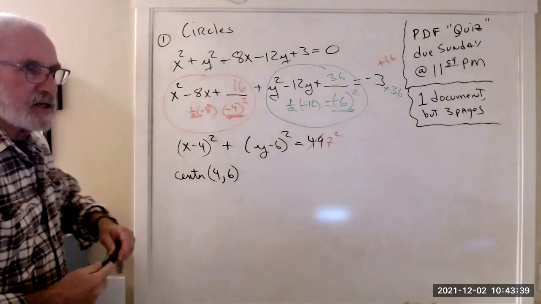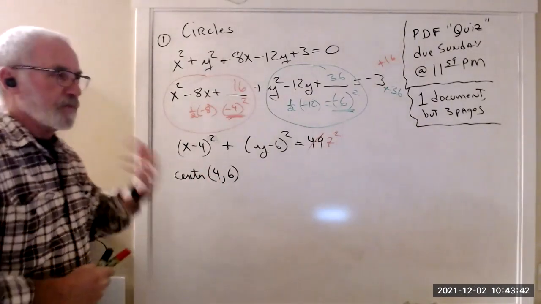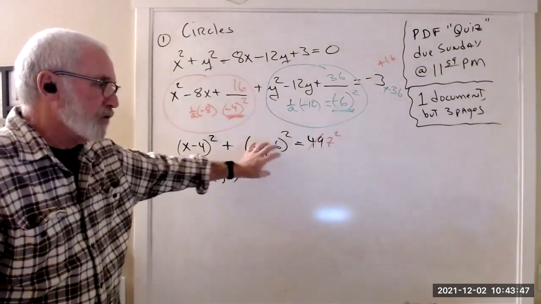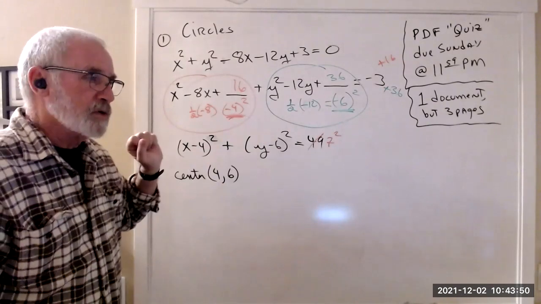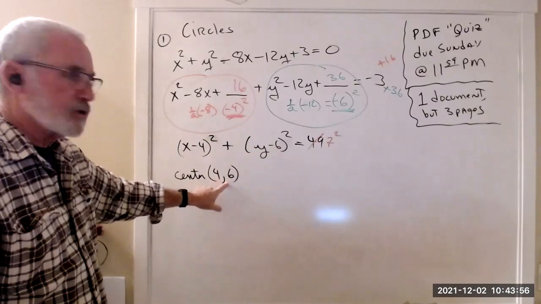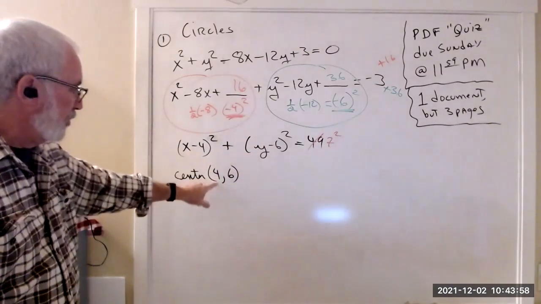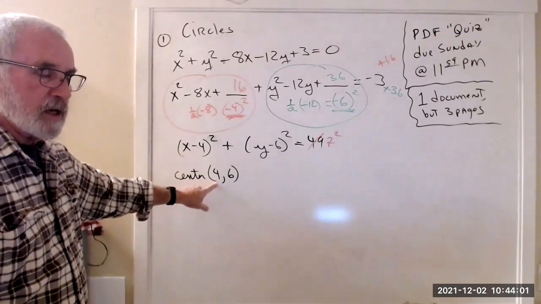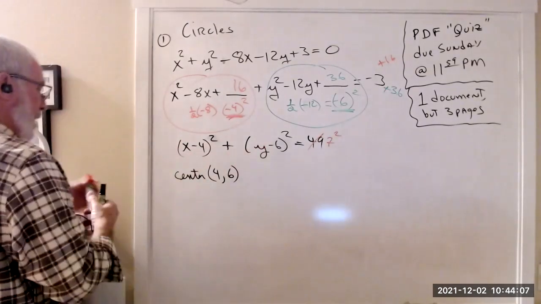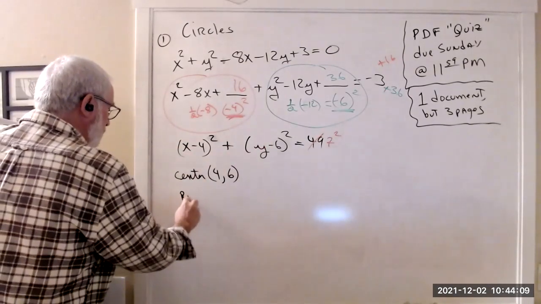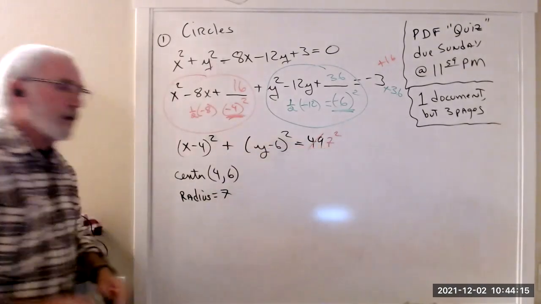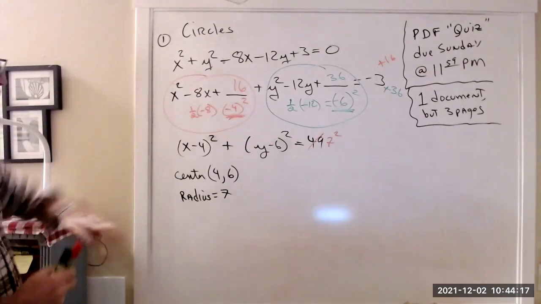Remember, I spent a lot of time last night talking about students. Basically, you take the opposite when you're taking information from inside a parenthesis like this. You take the opposite of what you see. You see a -6 for the y, you use a +6. You see a -4 with the x, you use a +4. Okay, that's consistent whenever we take information out of a parenthesis like that. And we get the radius is worth 7. Okay, so I'm going to pause again with this information.